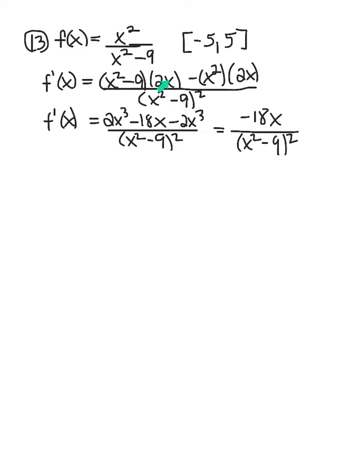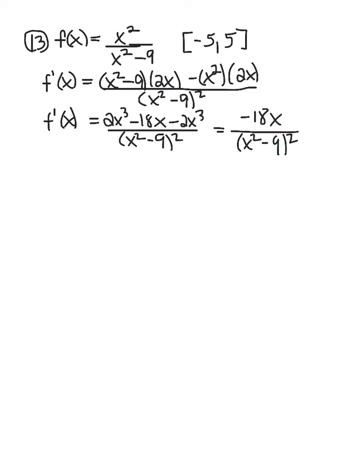All right, so if you look at what I did, quotient rule. So low d high minus high d low over low squared. And then I just distributed everything through here. When I distributed over here, I got 2x cubed minus 18x, and over here, I got minus 2x cubed. Then I have a 2x cubed and a negative 2x cubed, so those cancel out. So I'm just left with negative 18x over x squared minus 9, that quantity squared.